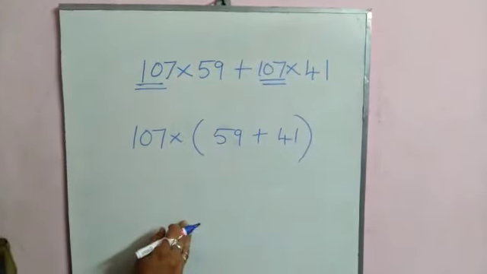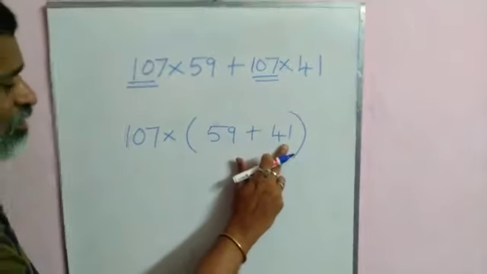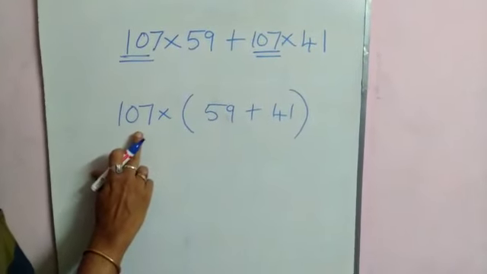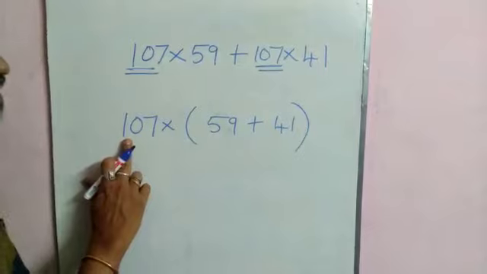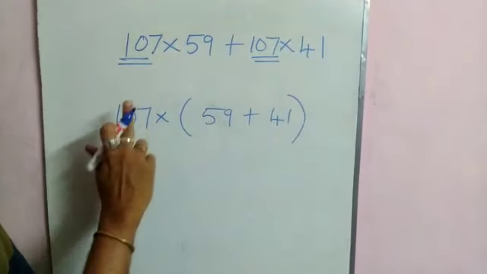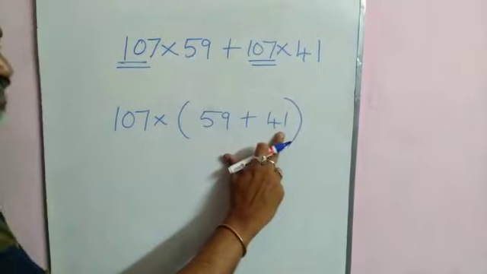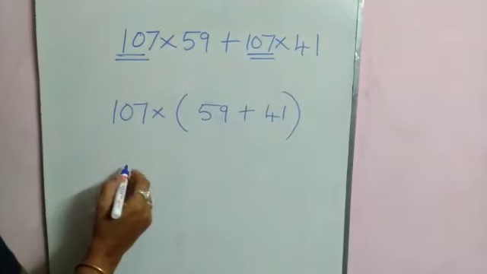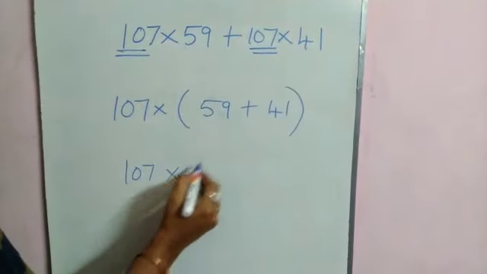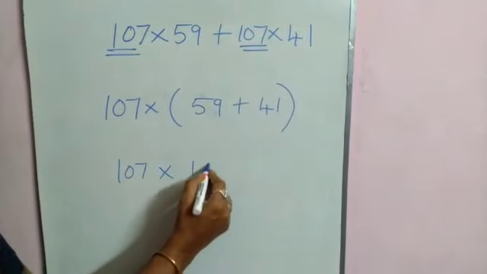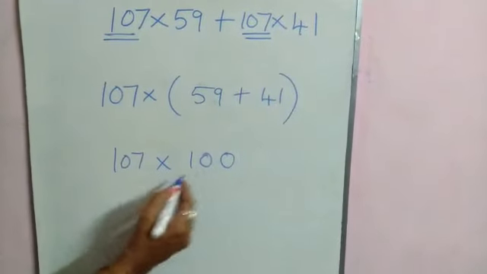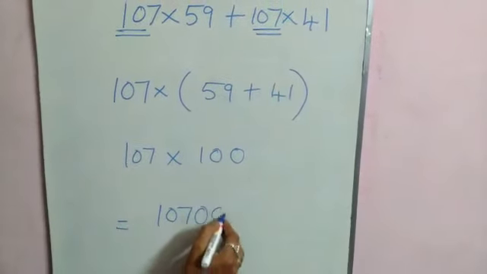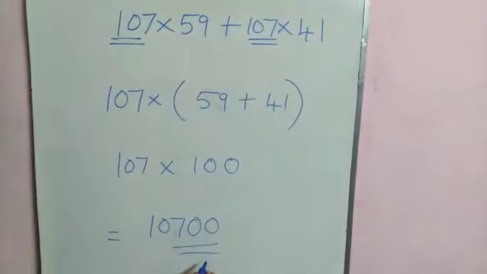Now let us recollect the previous example, with boys and girls, where 107 is the number of cakes being given. So 107 with 59, 107 with 41. There is a common number, 107, which we write outside. Now you see what happens. 59 plus 41 is 100, and multiplication with 100 is very easy. The answer is 107 followed by 2 zeros.